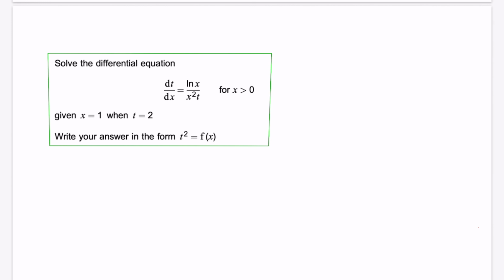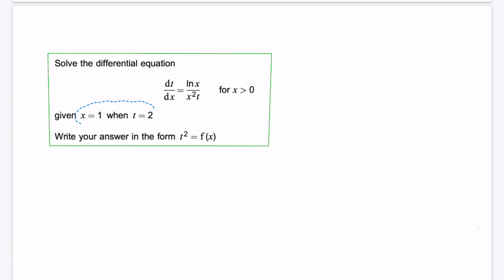First of all, we're asked to solve a differential equation. There we are. Solve the differential equation. And there's the differential equation, and it looks like it's separable variables. We have to solve it for x greater than 0, and you need to ask yourself, why should x be greater than 0? I'll come back to that in a minute.